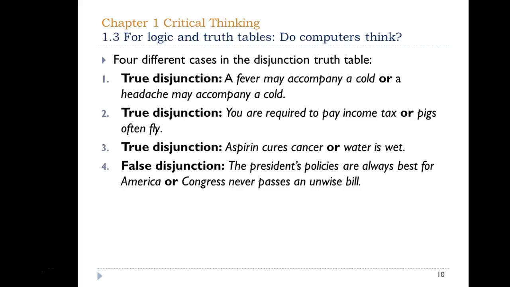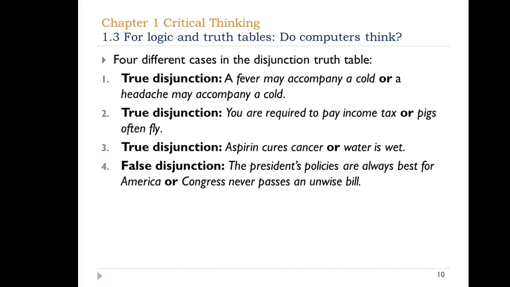A true disjunction. A fever may accompany a cold, or a headache may accompany a cold. It is true that fever may accompany a cold, and it is true that a headache may accompany a cold. Therefore, the disjunction is also true.